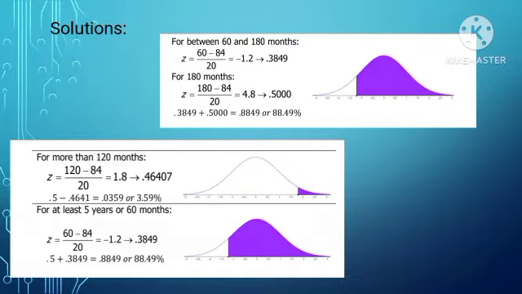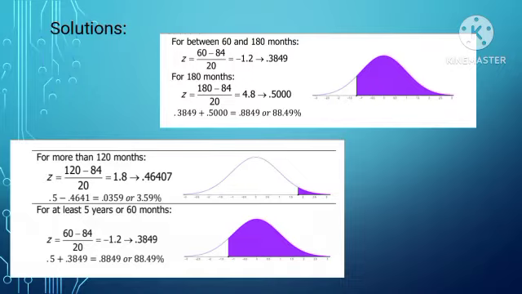Then solve 0.3849 plus 0.5000 is equal to 0.8849, then times 100%, or it would be 88.49%. B. More than 120 months, the z-score is 120 minus 84 over 20, which is equal to 1.8.